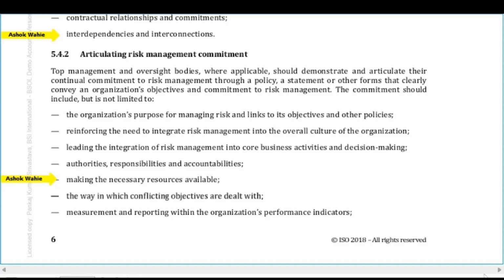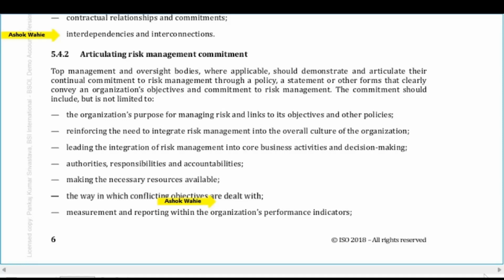Okay, now this is a very interesting point. How have you provided the commitment to show the commitment should include the way in which conflicting objectives are dealt with. Now, what are conflicting objectives? Every function, every engagement, every activity will have different objectives. Now, when the objectives are conflicting, which one is going to take priority? So conflicting objectives are dealt with.